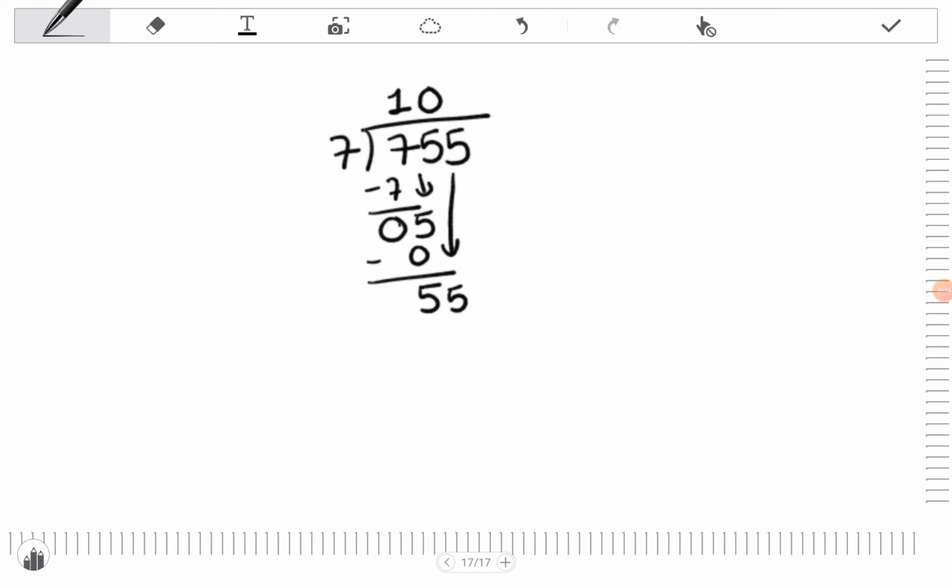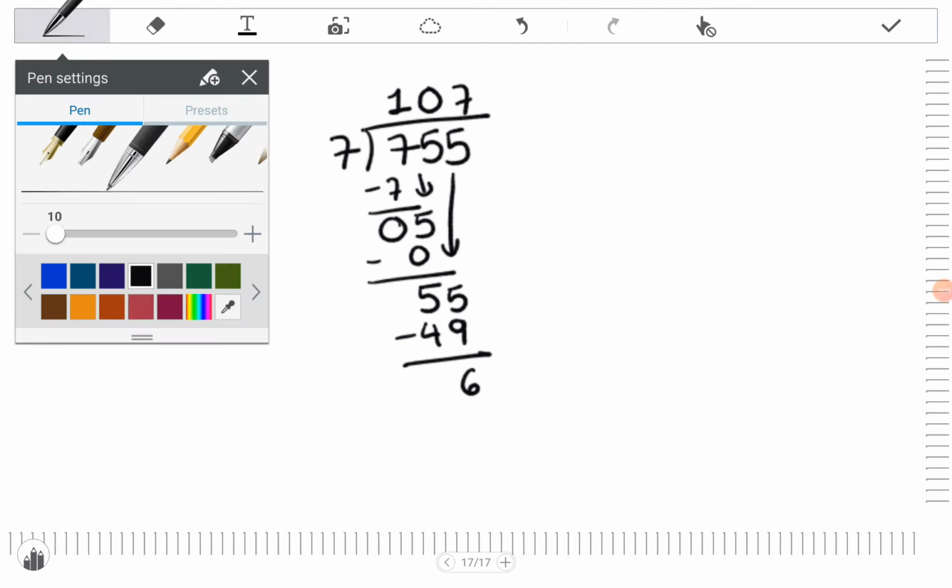There you go. Now, 7 times what is close to 55. Remember, we cannot go over the limit. So 7 times 8 is 56. It's already over the limit. So we have to go with 7. 7 times 7 is 49. And now we subtract. 55 minus 49 is 6. Normally, we would say remainder 6. But once again, we are not working with remainders.